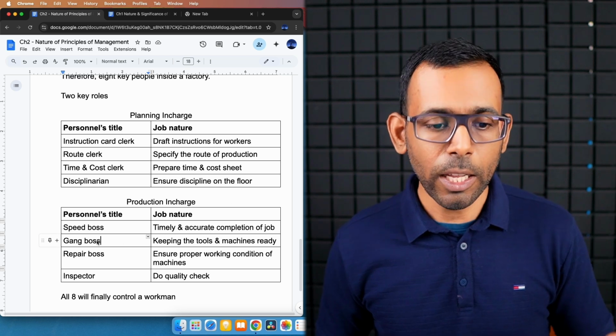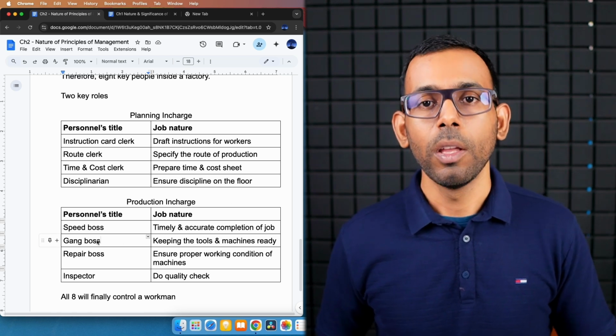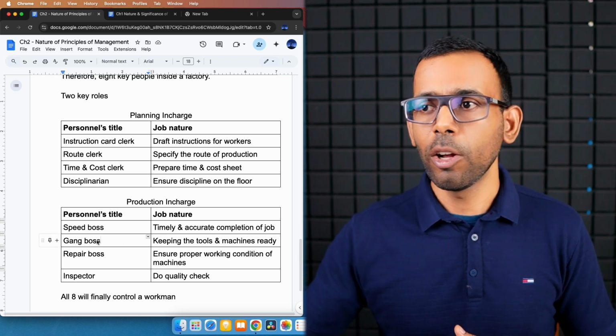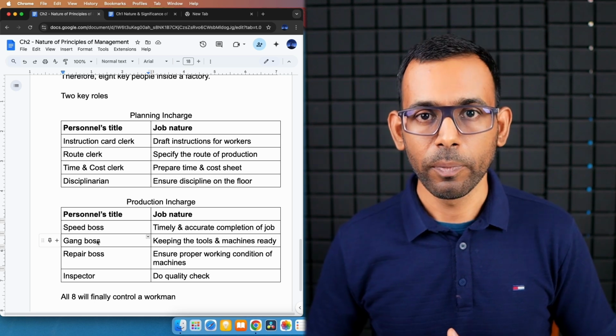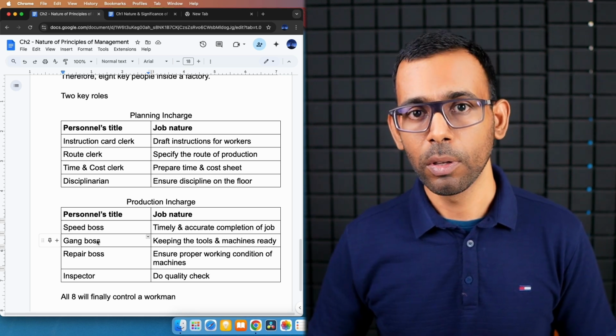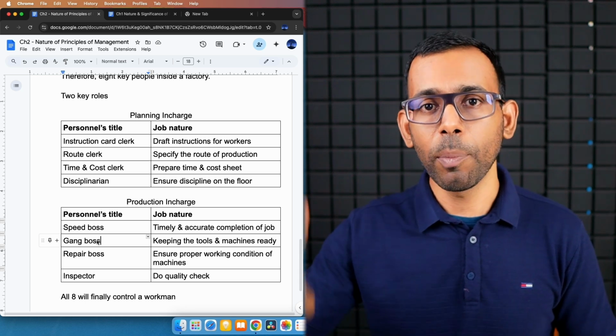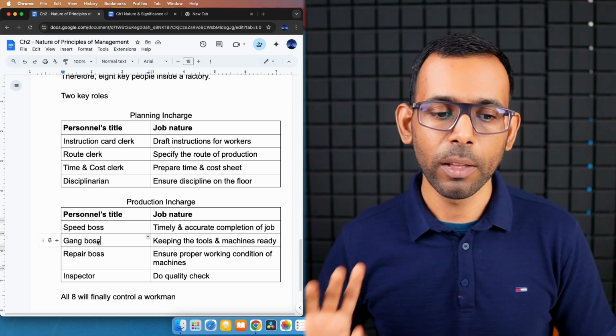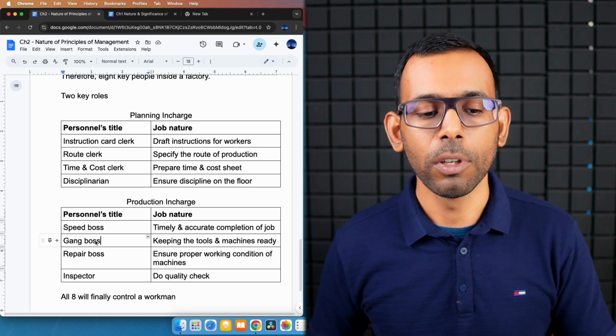So that's exactly how the gang boss also works, because you should not be depending on the workers to set up their machines. The job of the workers is to just operate the machine and get the output. Setting up the machine, preparing the workplace should be done by the gang boss. So again, division of work.